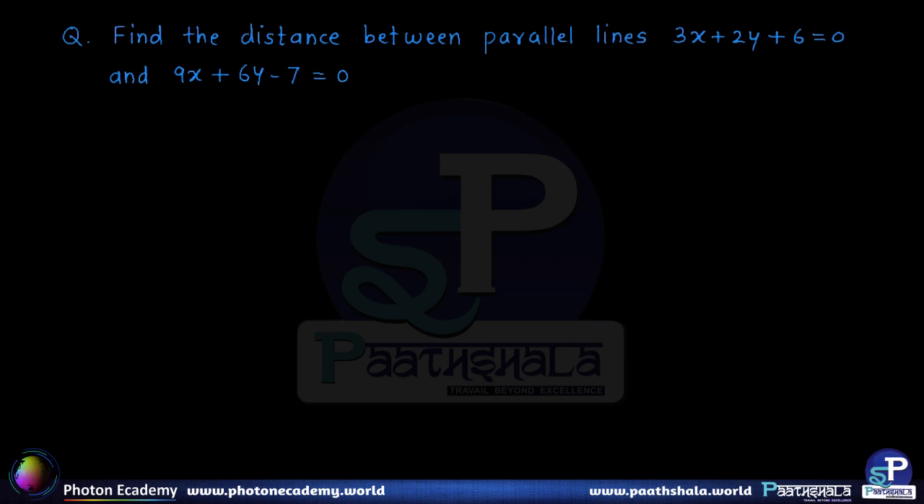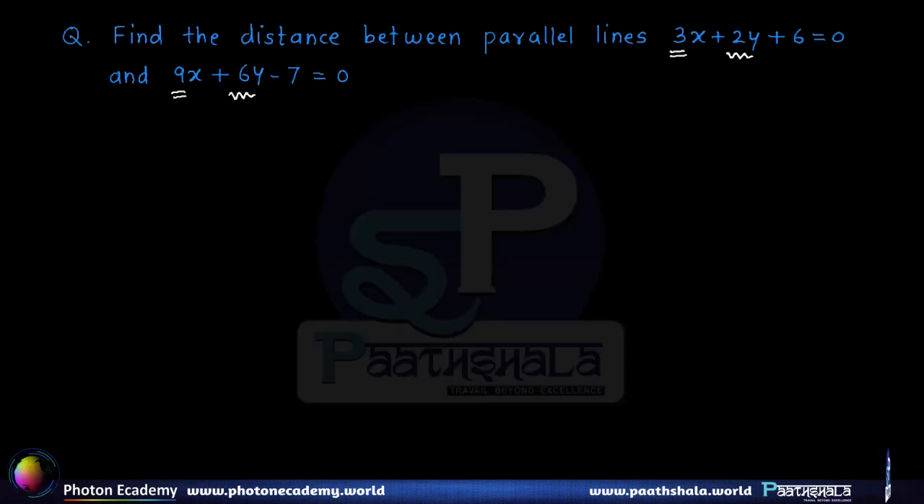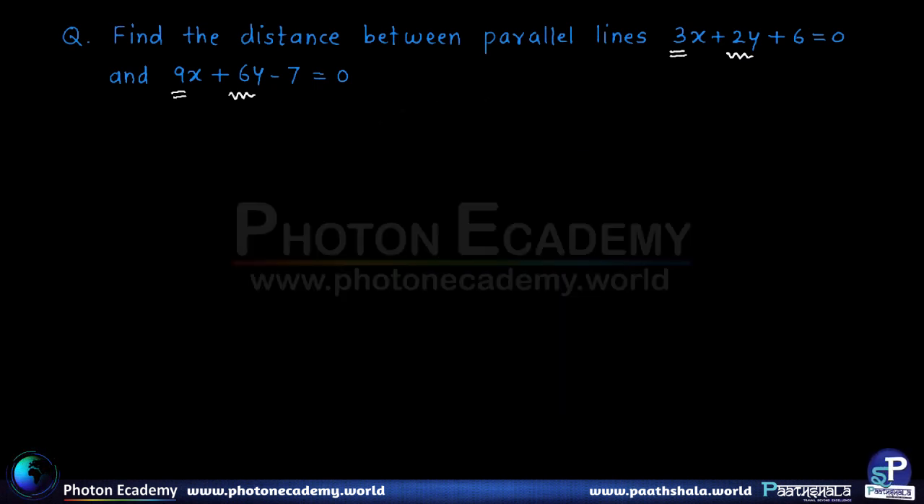Find the distance between parallel lines 3x plus 2y plus 6 equal to 0 and 9x plus 6y minus 7 equal to 0. First of all we see that apparently the equations look different, but if you look closely at the x and y coefficients, here it is 3 and 2 and here it is 9 and 6. So clearly they are in the same ratio, that is 3 multiplied by 3 is 9 and 2 multiplied by 3 is 6. Since the x and y coefficients are in the same ratio, the lines are parallel. But as we have just seen, we have to first make the coefficients of x and y exactly the same.